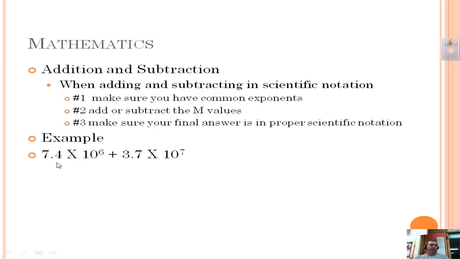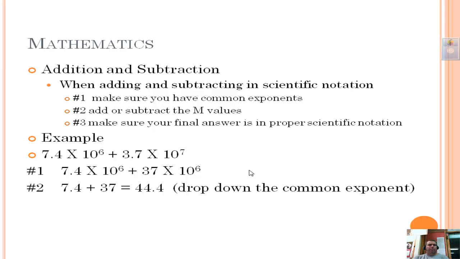Okay, so for example, let's take 7.4 times 10 to the 6th plus 3.7 times 10 to the 7th. Now when you look at rule number 1, it says make sure that you have common exponents. And when you look here, I have a 10 to the 6th and a 10 to the 7th. So I'm going to make sure that I have common exponents. What I did is I had both of them as 10 to the 6th. So all I did was move this one over 1, so now I have 37 times 10 to the 6th. Number 2, since this is addition, we're going to add our m values.